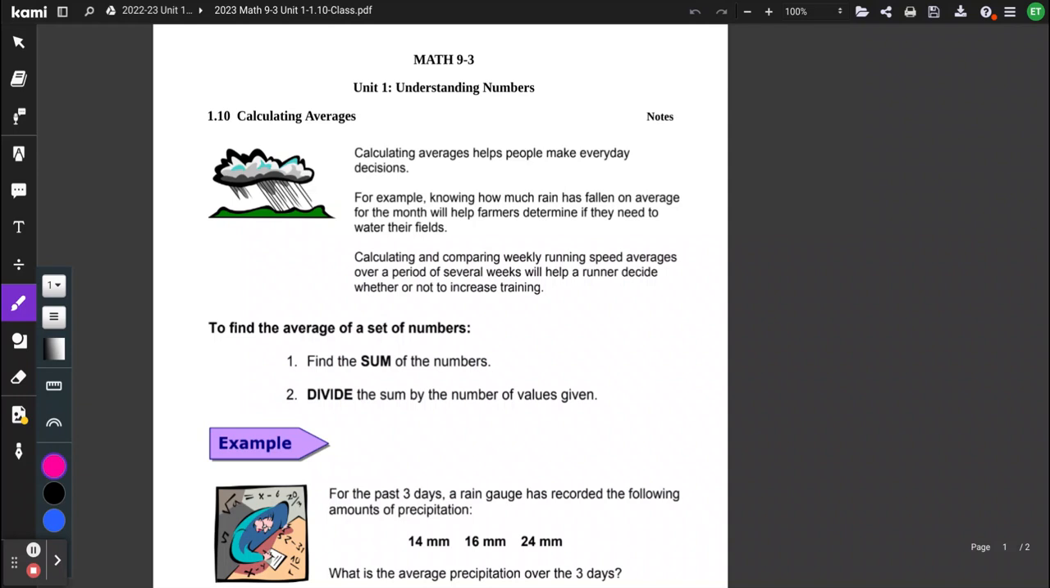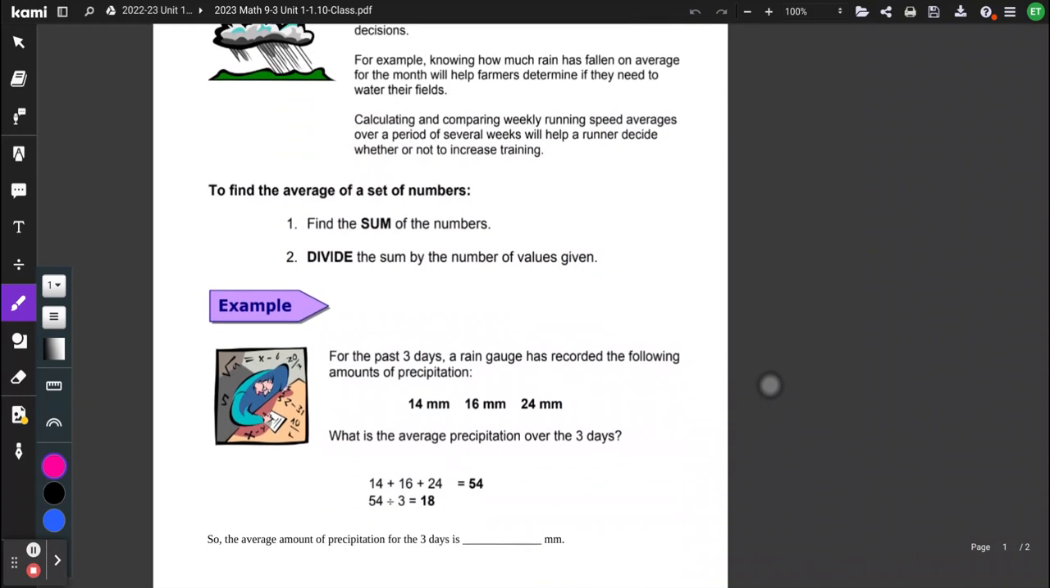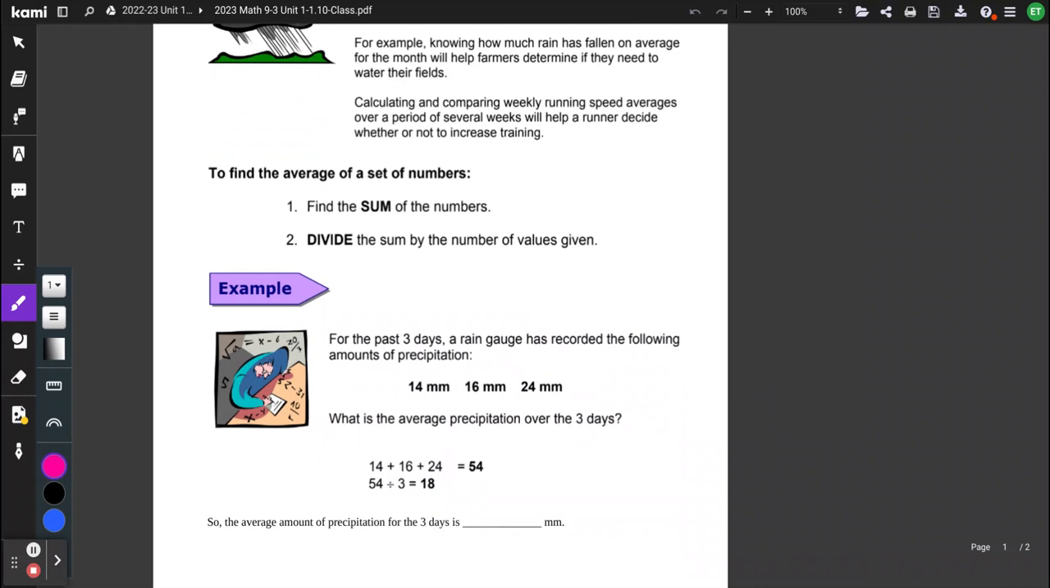For example, knowing how much rain has fallen on an average month will help farmers decide if they need to water their fields or not. Calculating and comparing weekly running speed averages over a period of several weeks will help runners decide whether or not to increase their training. So when we want to find the average of anything, we find the sum.